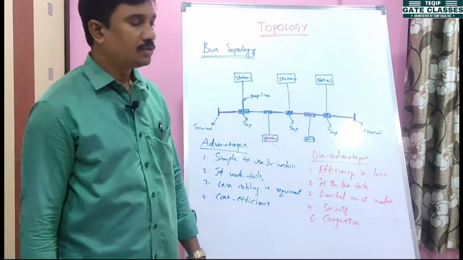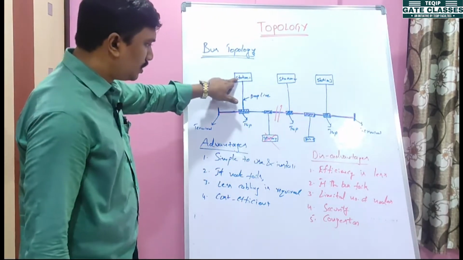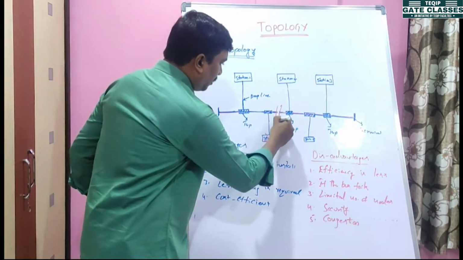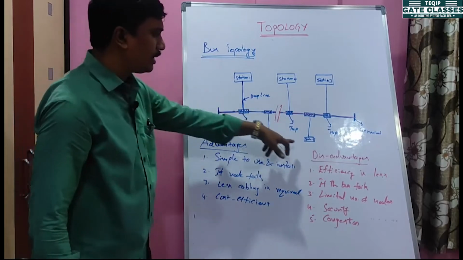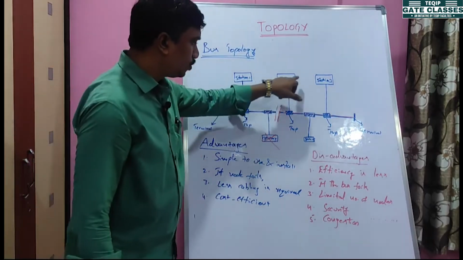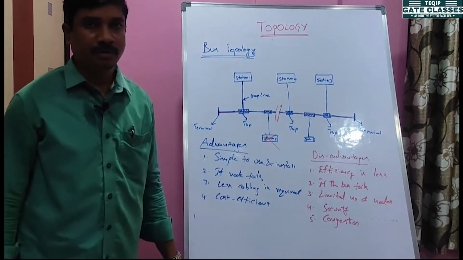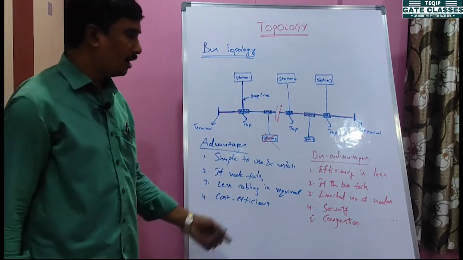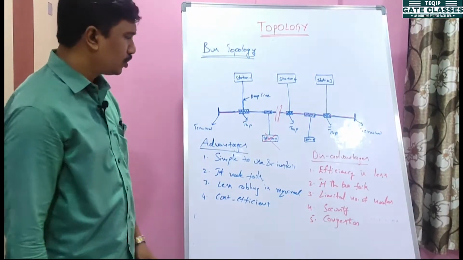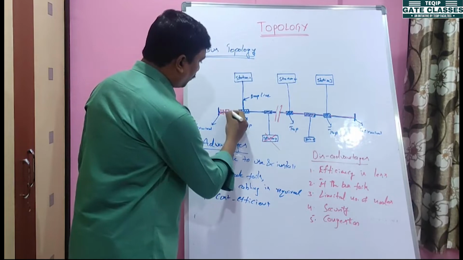The second one is, if the bus fails, what happens? Suppose the backbone has failed. If Station 1 wants to reach Station 5, it is not possible. Only certain connections are possible, such as Station 1 to Station 4, or Station 2 to Station 3. It is not possible to connect Station 1 to Station 5. That is also one drawback: the bus cable, the backbone, fails. And the next is limited number of nodes. This is the backbone, and on the backbone we can use only a limited number of nodes.